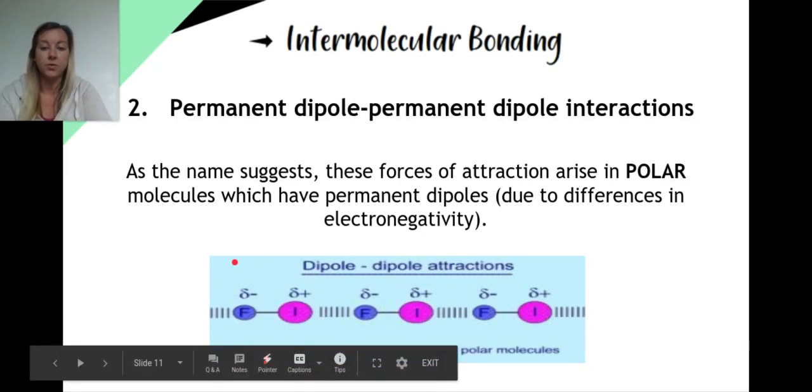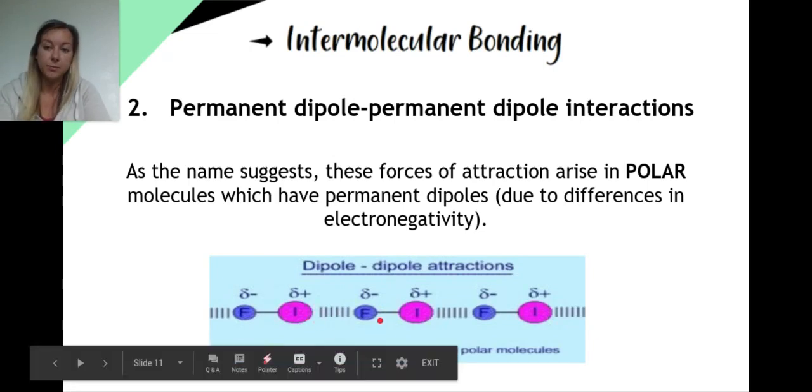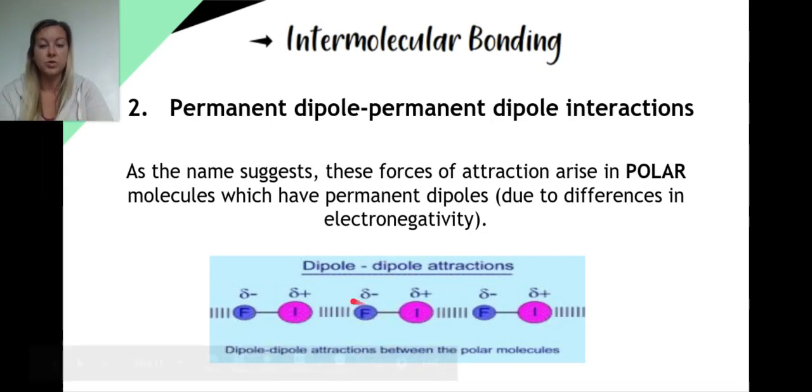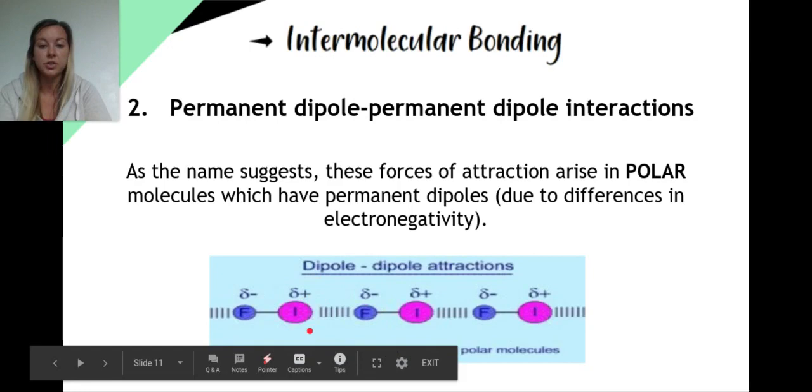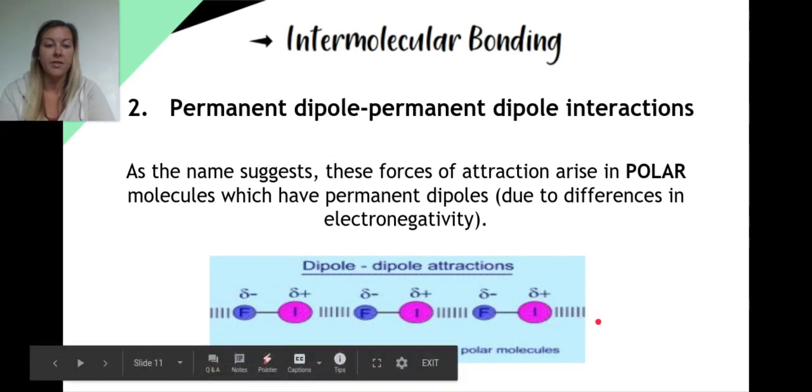Now, what happens, I hope this diagram is clear, we have a negative side of the molecule and positive side of the molecule. What that will do then, again, is be attracted to the opposite charge of a neighbouring molecule. So the iodine here, which is positively charged, is going to attract the negative end of this molecule here, which is the fluorine, and so on, and that will just continue throughout the whole substance. That is your permanent dipole to permanent dipole interaction, that bit there.